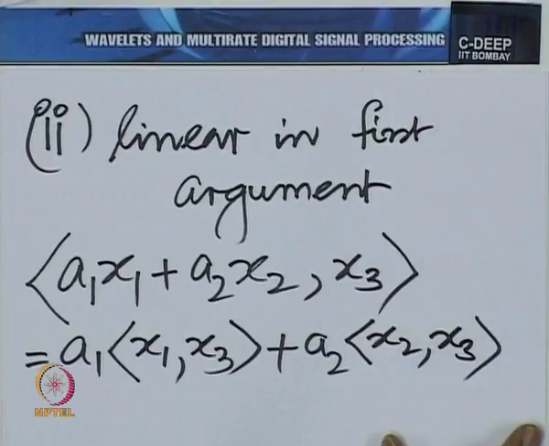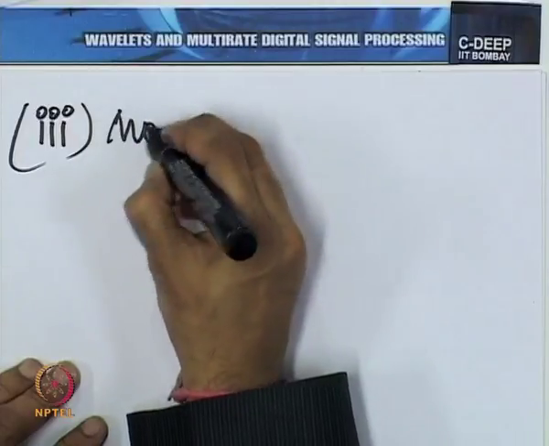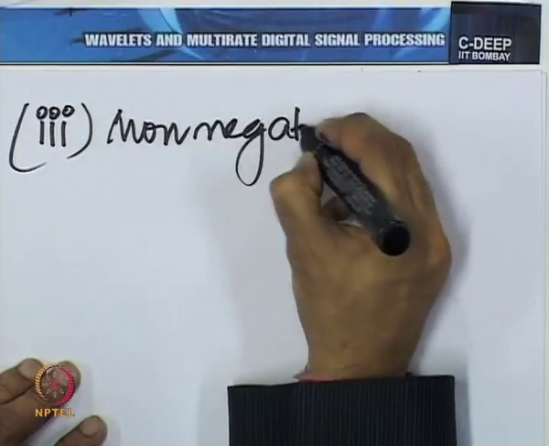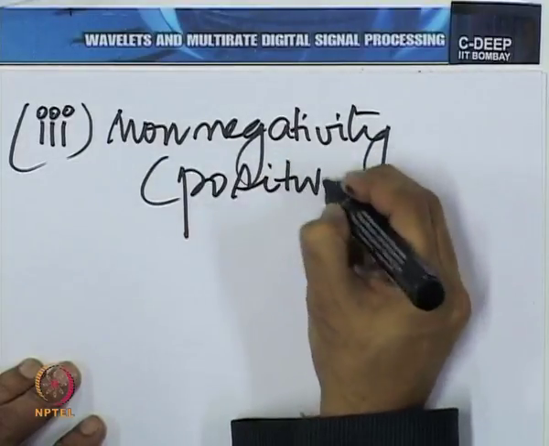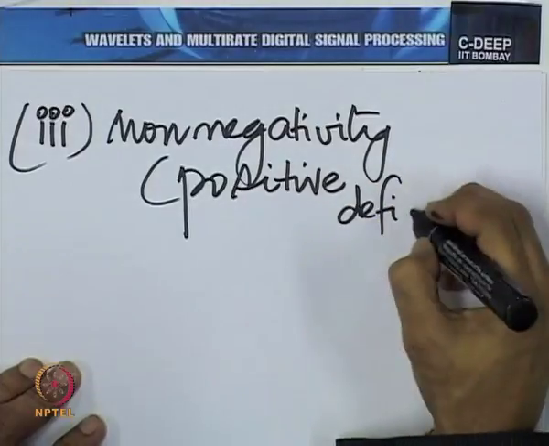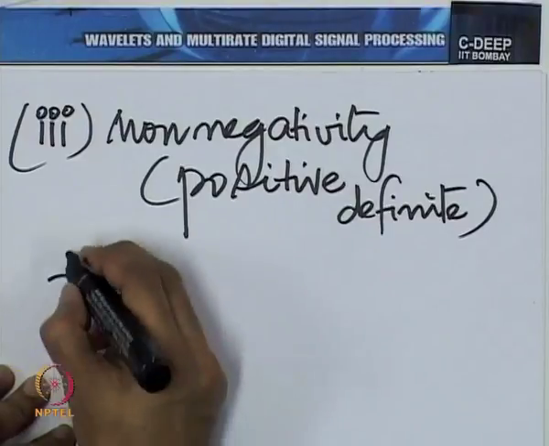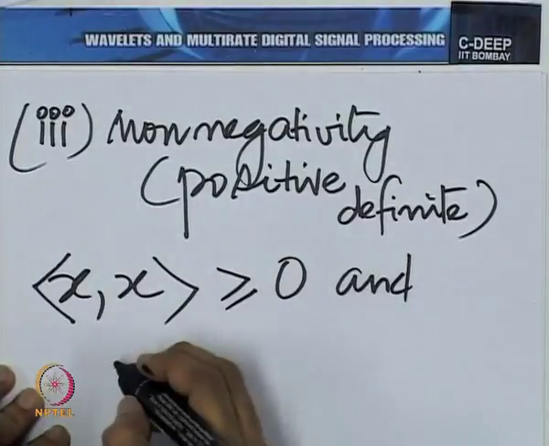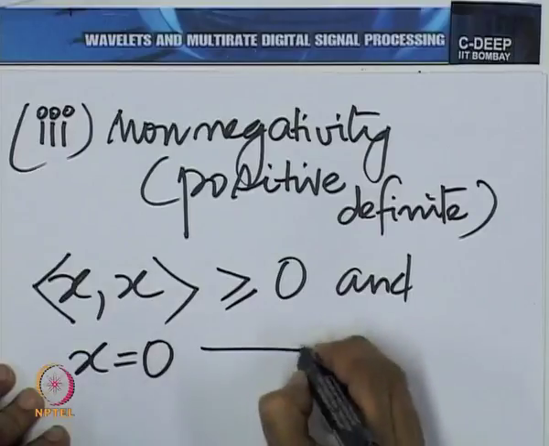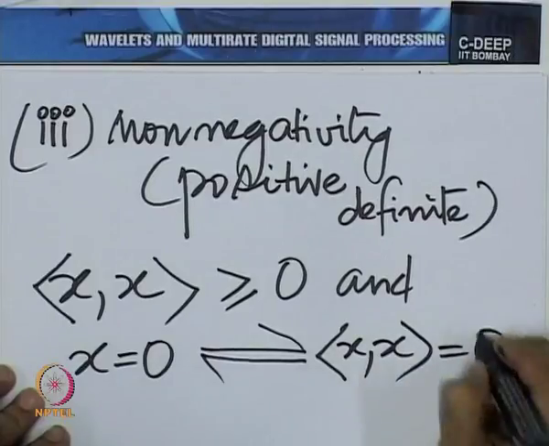The third requirement of the inner product is what we have been building towards all this while, namely what is called the positivity or non-negativity. In fact, positivity is more appropriate. Positive definiteness, namely the inner product of x with x is always greater than or equal to 0, and x equal to 0 implies and is implied by the inner product of x with x being 0.